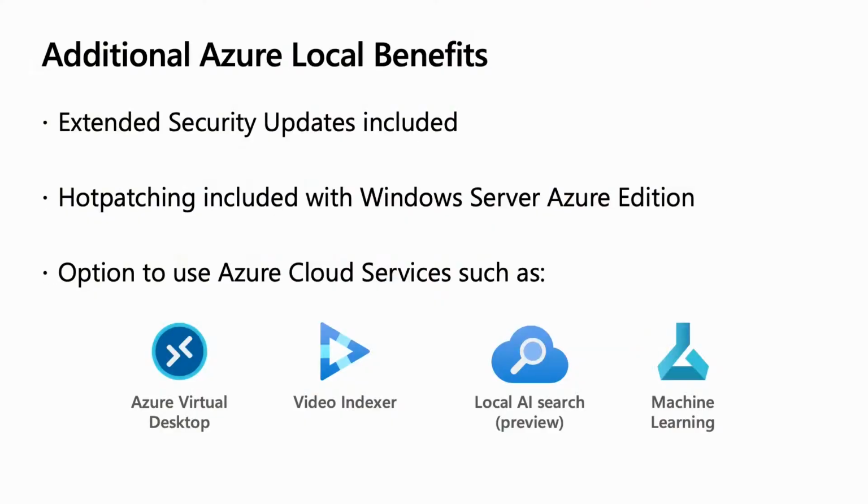Hot patching is also included with Windows Server Azure Edition if you're running on Azure Local at no additional cost. So that's another benefit. And you have the option to use Azure Cloud services such as Azure Virtual Desktop, Video Indexer. We have a local AI search that's currently in private preview, as well as machine learning. So that's Azure VMware Solution, that's Azure Cloud Native, and that's Azure Local. Now I'm going to pass it back on over to Dan to talk about Windows Server Hyper-V.